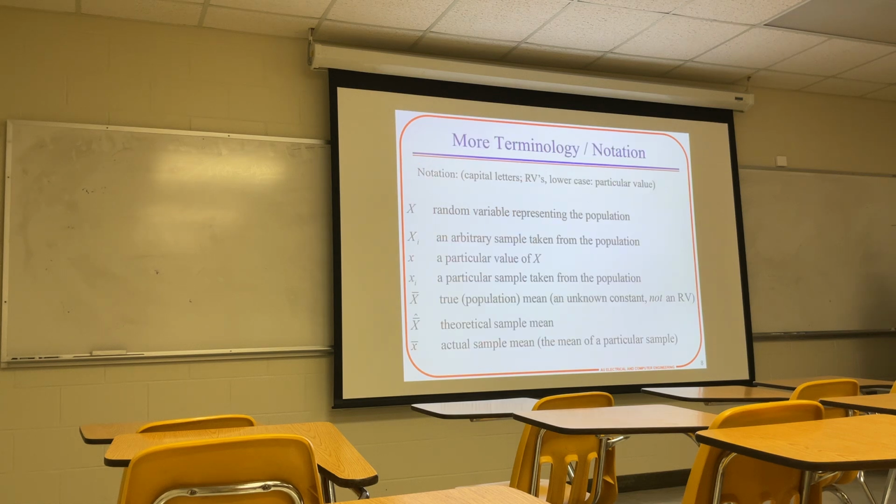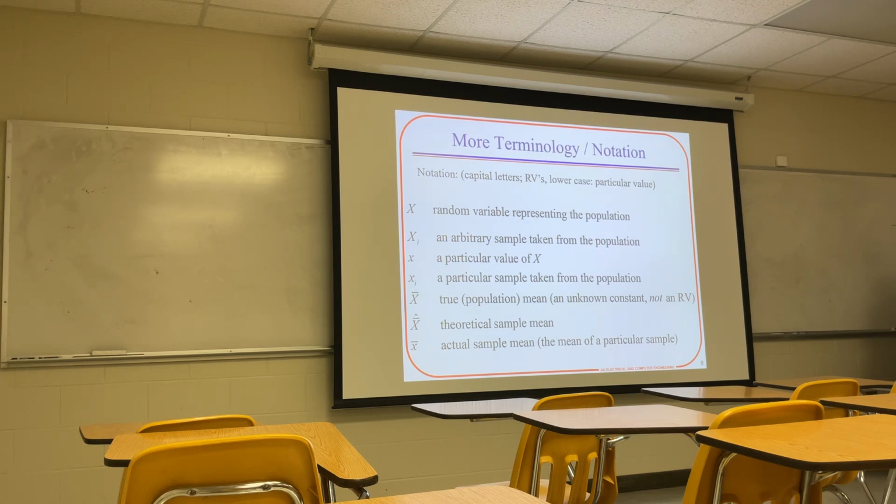This gets interesting. So now we define some things. I'm going to try to go through here quickly. Capital X is just a random variable representing the population, and capital X of I is a sample taken from the population. Obviously, the small x's are a particular value of X, a particular sample from the population, and then whenever you get bars, you know that that's a mean value. You all know how to calculate a mean. Just add up all the values, divide by the number.